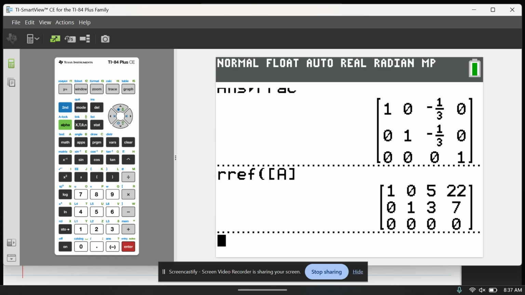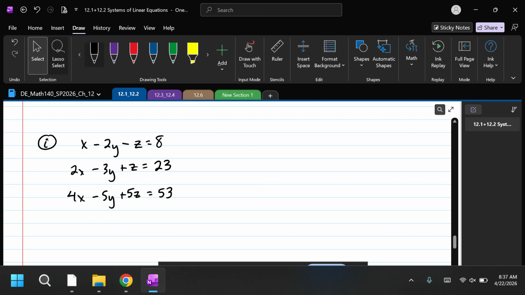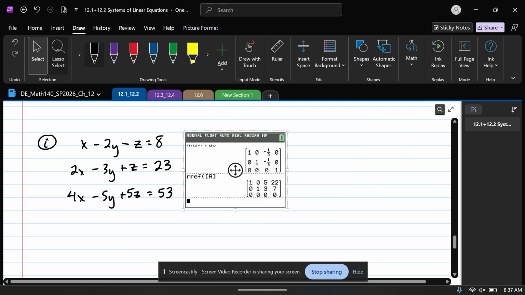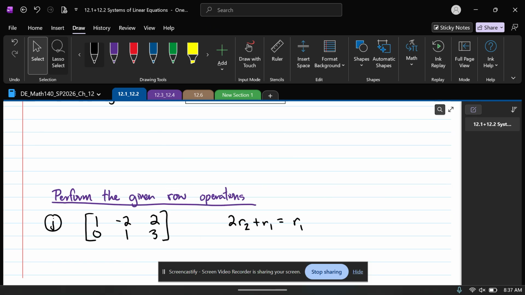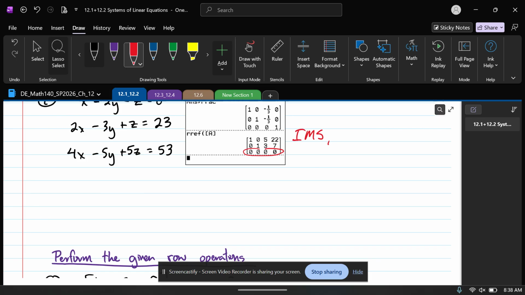All right, so this one, we end up with that. That bottom row has all zeros on it. So that tells me that this is infinitely many solutions. I want that in terms of z. Okay. Infinitely many solutions in terms of z.